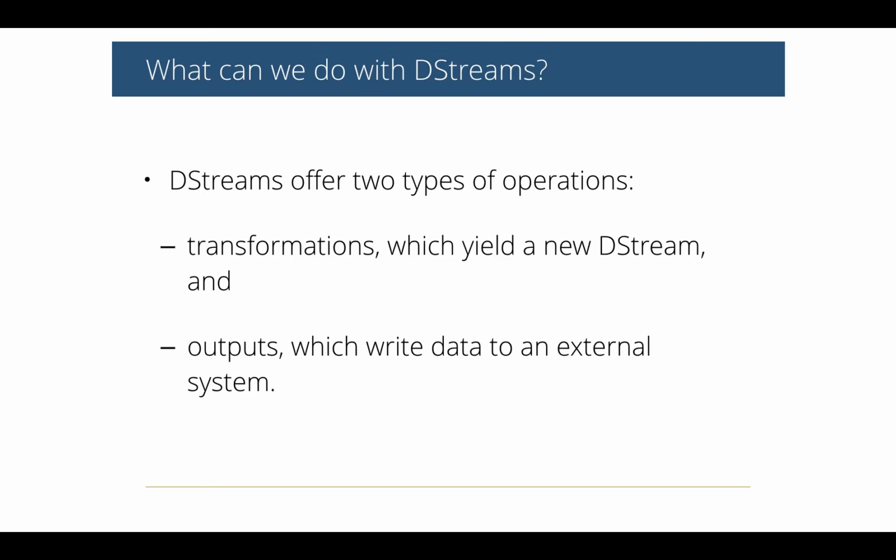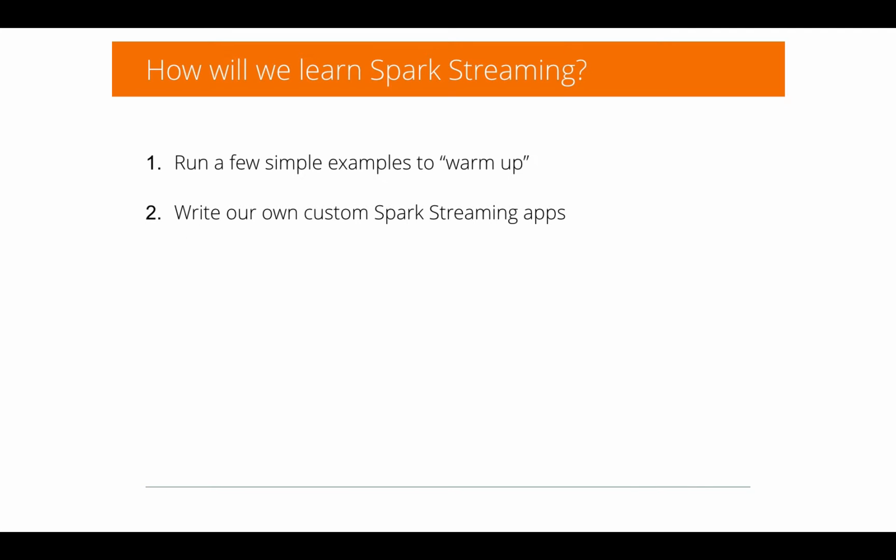What can we do with DStreams? DStreams offer two types of operations, and this should look familiar to RDDs. Transformations, which yield a new DStream, and outputs, which write data back to an external system. Outputs, as you've probably already imagined, are a lot like actions.